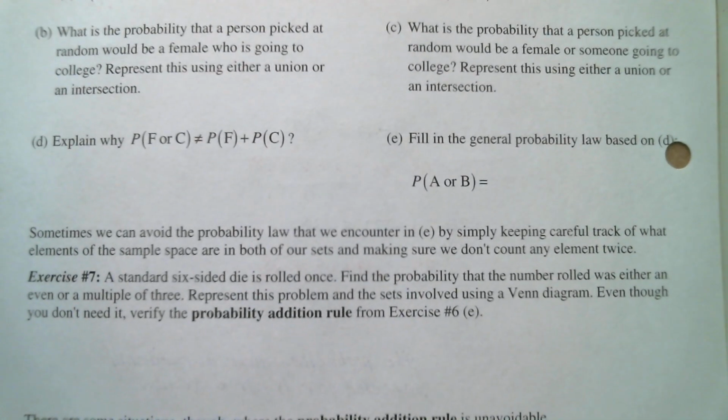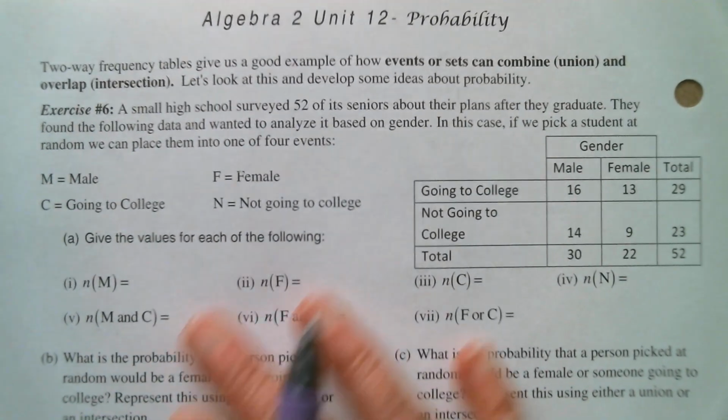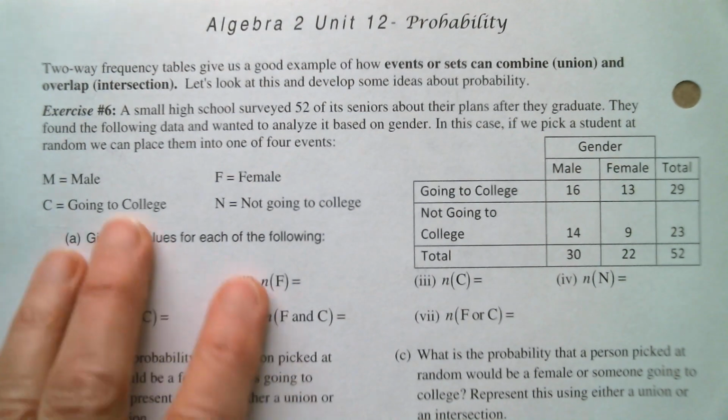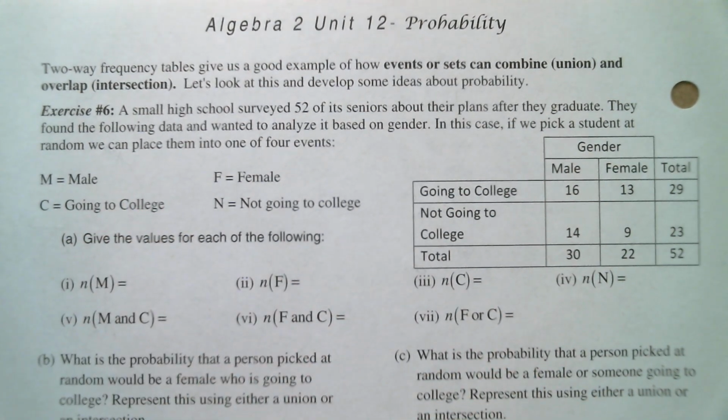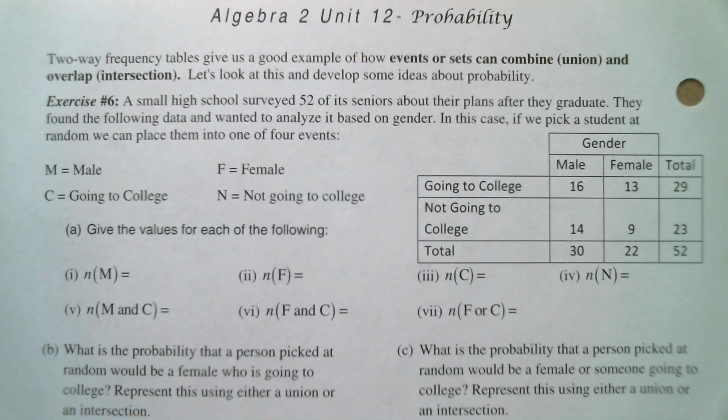Okay, so now we're getting to two-way frequency tables, which I think you may have seen in grade 7 or 8, I'm not sure. Two-way frequency tables give us a good example of how events or sets can combine, their union, and overlap, their intersection. Let's look at this and develop some ideas about probability.